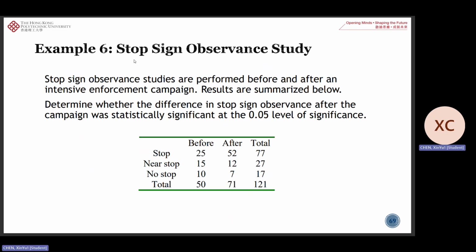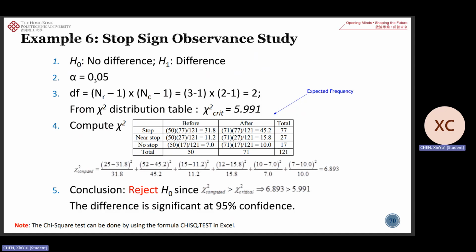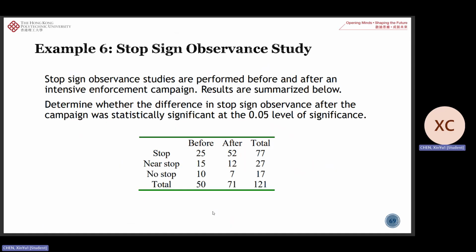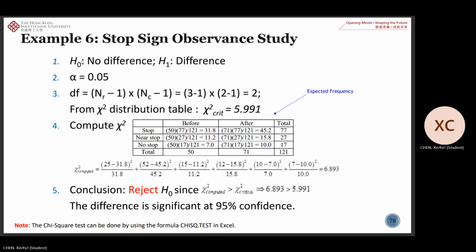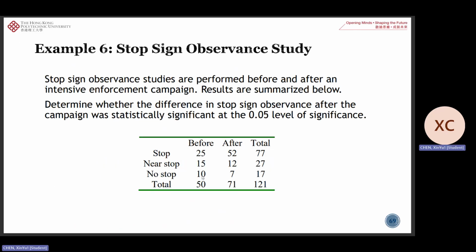And another example there: a stop sign observation study. We observed stop sign compliance before and after an intensive enforcement campaign, and the results are summarized below. Determine whether the difference in stop sign observance after the campaign was statistically significant at the 5% level of significance. So here we have before, after, and total. We just count, this is the count information there. The null hypothesis says that there is no difference between before and after in our data.